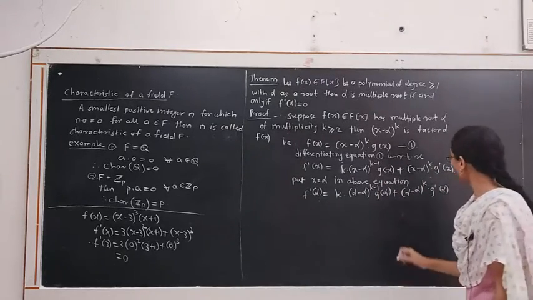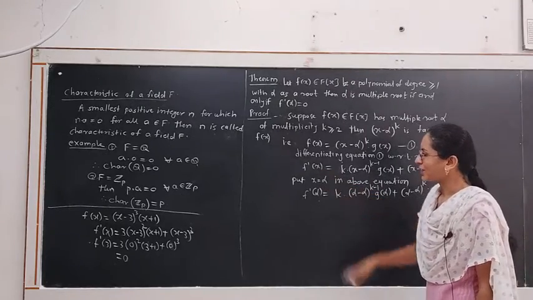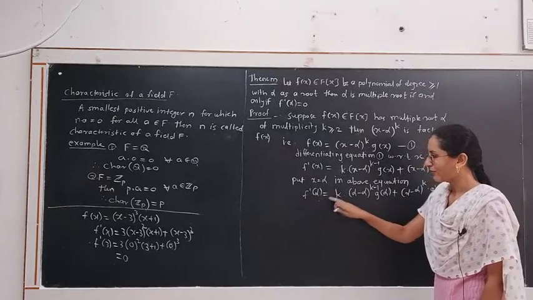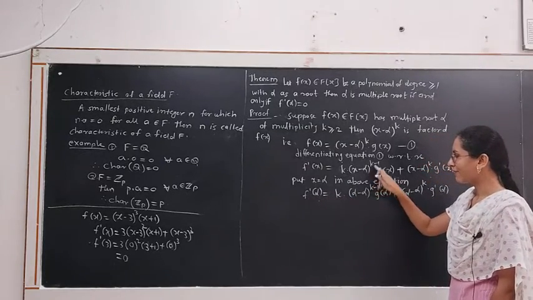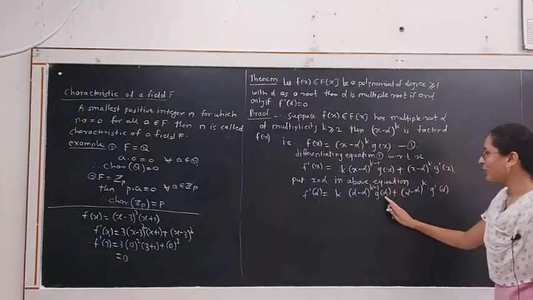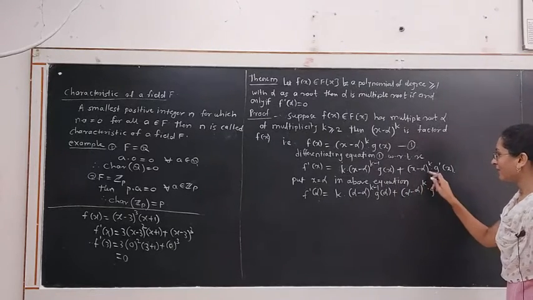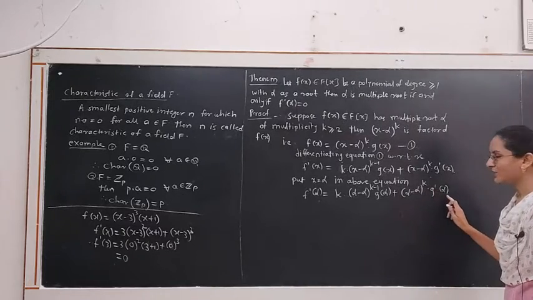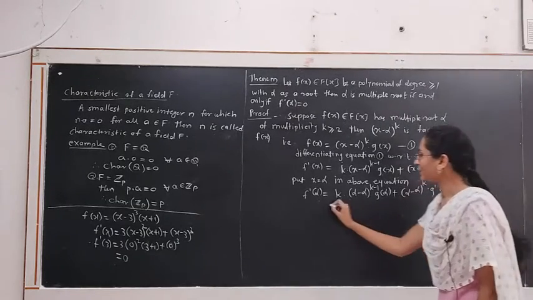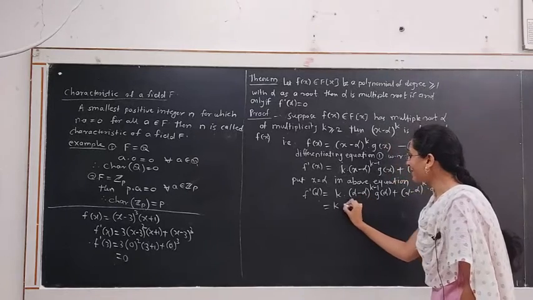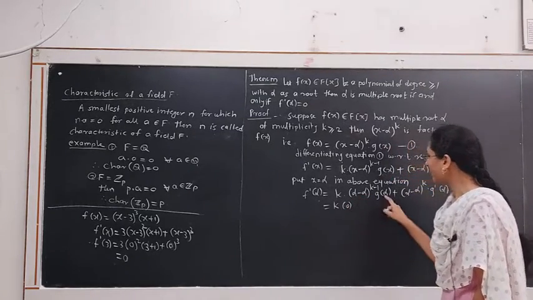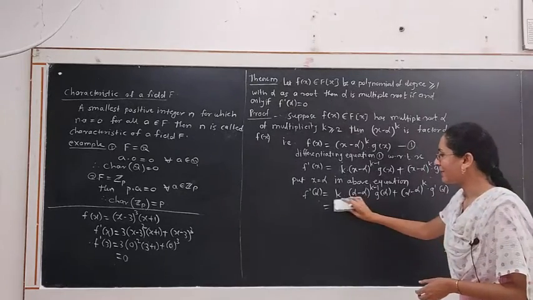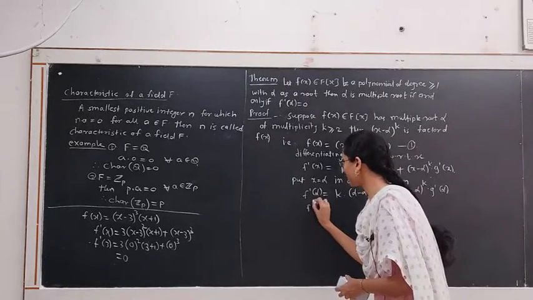What is the expression f dash of x when we put x is equal to alpha? That will be f dash of alpha is equal to k into (alpha minus alpha) raised to k minus 1 into g of alpha plus (x minus alpha) raised to k into g dash of alpha. We are substituting x is equal to alpha, hence it is (alpha minus alpha) raised to k into g dash of alpha. This is equal to k into, this value is 0, into g of alpha. This value is also 0 into g dash of alpha. Hence f dash of alpha is equal to 0.